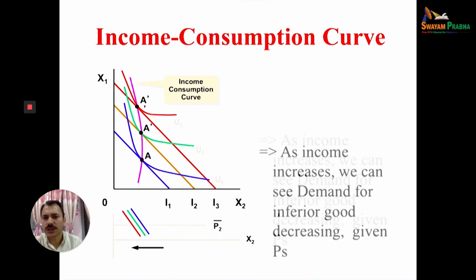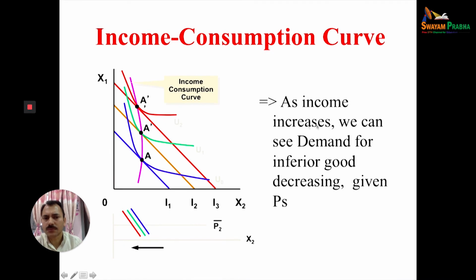If the commodities are inferior, as income increases, we can see the demand for the inferior good decreases. Here X is the inferior good, Y is maybe a normal good. When the budget increases to L2 or L3, the consumer can now purchase less of X and more of Y.